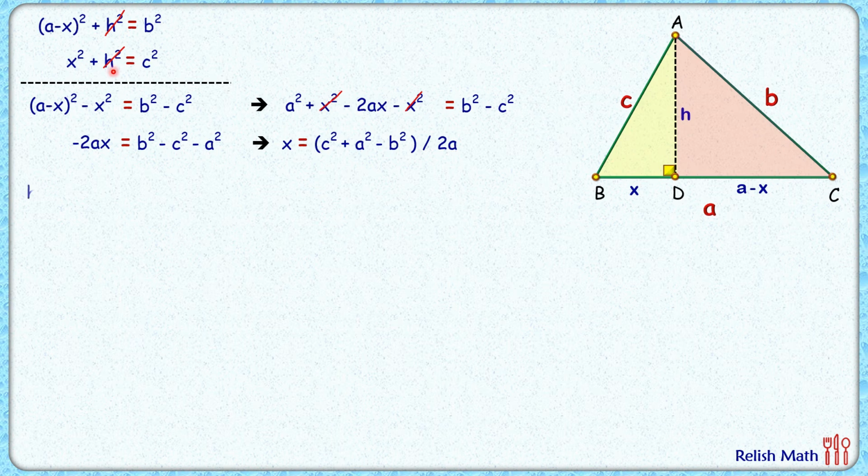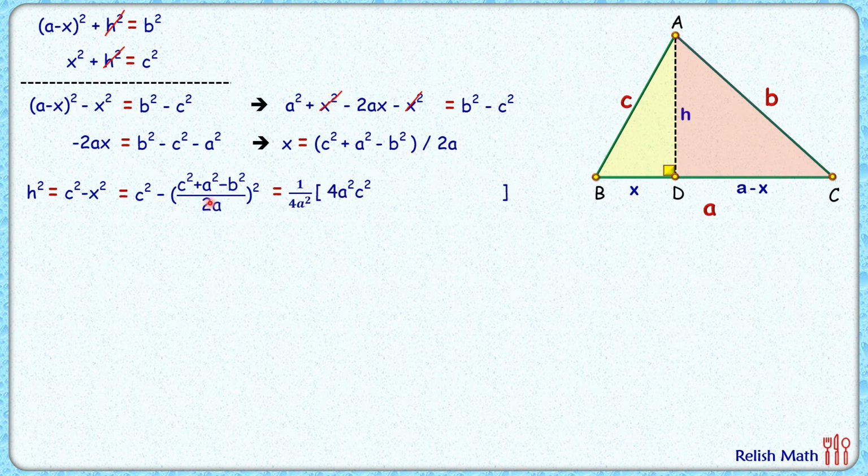From the second equation we get h square is c square minus x square. Now here putting the value of x from this observation as (c square plus a square minus b square) by 2a whole square. Now to simplify it, squaring this 2a, we'll get 4a square, and let's take this 1 by 4a square outside. Inside we'll be getting the first term as 4a square c square, and the second term will be as it is, that is (c square plus a square minus b square) whole square.